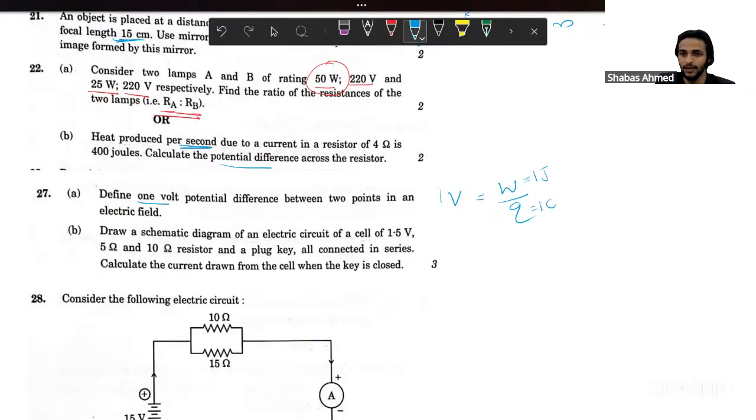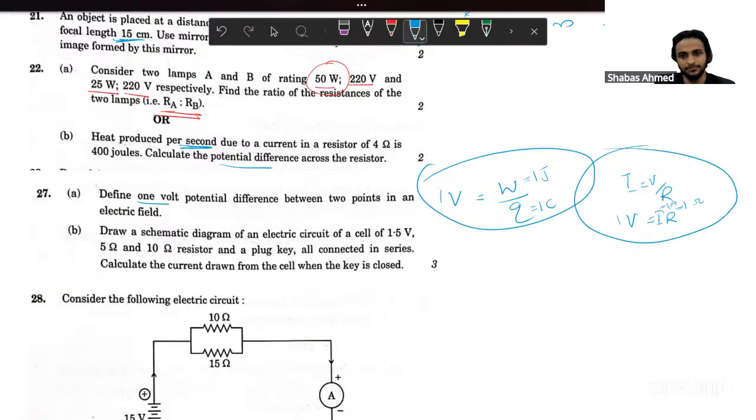This is one way. Or by Ohm's law, I equal to V by R, or V equal to I into R. If the resistance is 1 ohm and the current flowing through it is 1 ampere, then that is also 1 volt. So you can define it in 2 ways. Yeah, 1 joule of work is done to move 1 coulomb charge in a conductor. Yeah, that is correct. Very good, Krishnaveni.